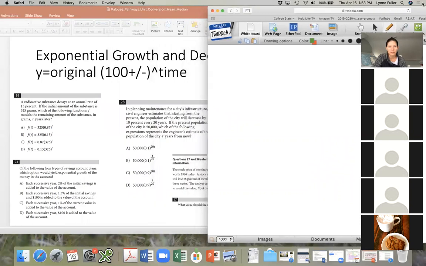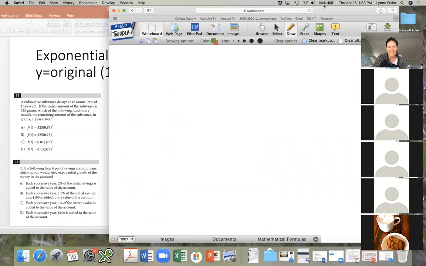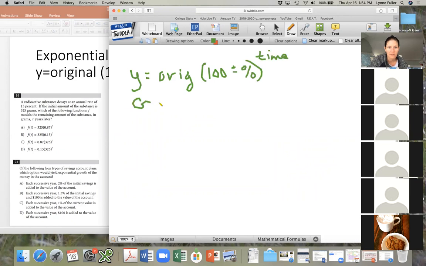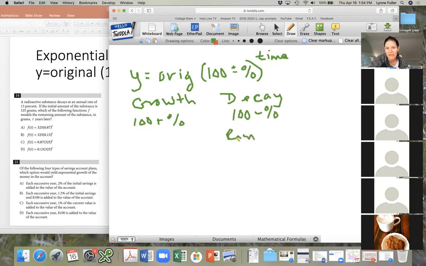So the formula for growth and decay, trying to write it on a PowerPoint is kind of hard. So what I'm going to do is write it here. So you have your outcome value is equal to your original value times 100 plus or minus the percent raised to time. So if you have growth, that is going to be 100 plus the percent. If you have decay, that is going to be 100 minus the percent. It's going to be what remains of the value. And that's important to see.